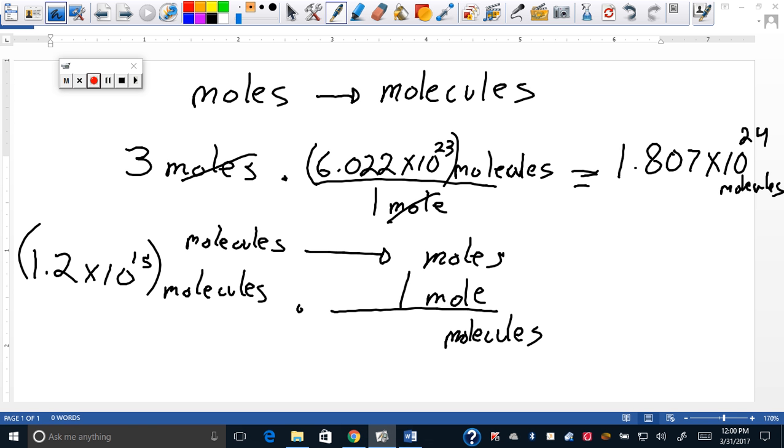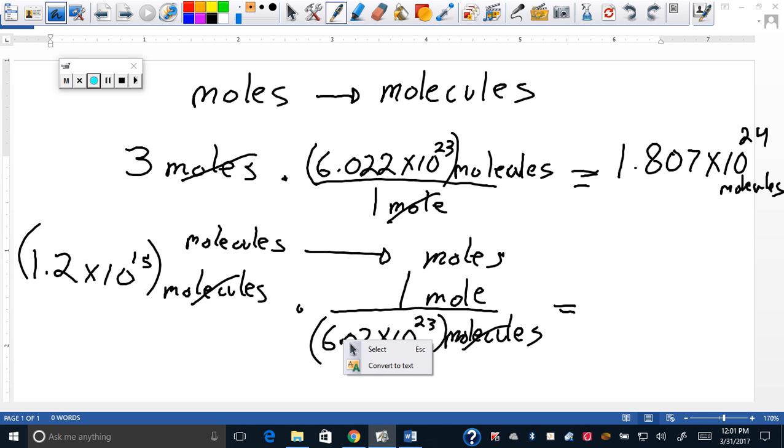How many molecules are there in a mole? You're supposed to memorize. 6.02 times 10 to the 23 molecules goes down here. Now I can cancel out the word molecules, and you're using parentheses. If you don't use parentheses, the calculator will do it completely wrong. You must use parentheses. 1.2 times 10 to the 15th times 1 over, which is really dividing: 1.2 times 10 to the 15th divided by 6.02 times 10 to the 23.